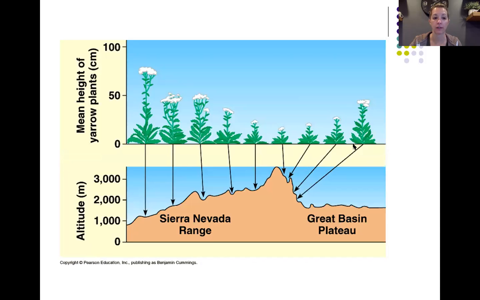Another one is actually altitude. So here you have the Sierra Nevada range, and then you have that basin plateau, and you'll notice that as the altitude increases, what happens to the plants? They get shorter, and that's because there's less oxygen available up there, so they don't respire as quickly, therefore they won't have the ability to photosynthesize as quickly either.